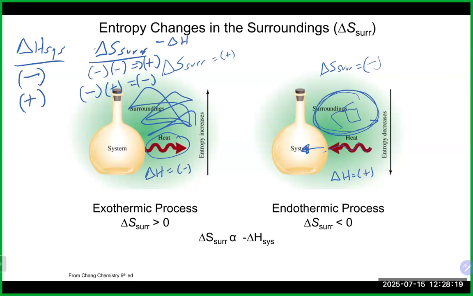Now, does the surrounding temperature play a role in this? The answer is yes. So for example, if you had an exothermic reaction and the surrounding temperature was really, really high, the amount of energy coming off of that exothermic reaction will probably not make a big difference in terms of the disorder in the surroundings, because it was already at a pretty high temperature.